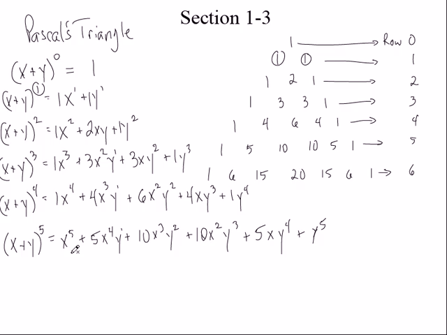Fifth. Look, the x goes x to the fifth, to the fourth, to the third, second, first, nothing. Then the y starts off nothing, right? Then it goes to the first, second, third, fourth, fifth. Coefficients, 1, 5, 10, 10, 5, 1. Just like those numbers are right there. You can check yourself.